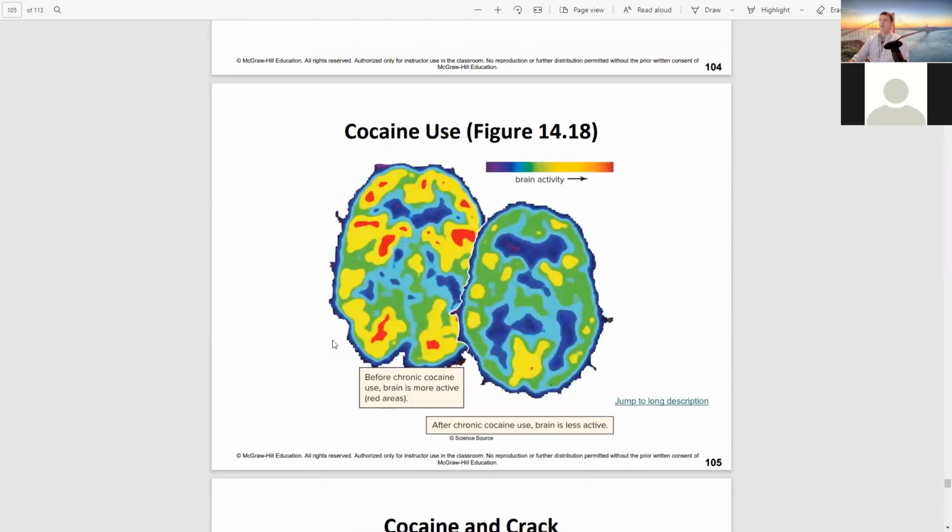So here's an image showing you that. Before chronic cocaine use, the brain is more active in these red areas. And then after chronic cocaine use, the brain is less active.